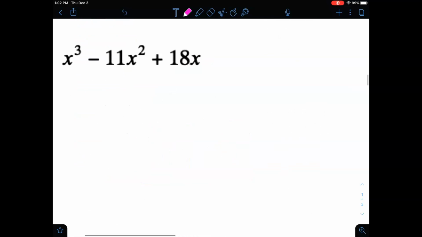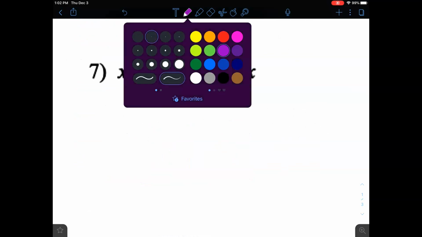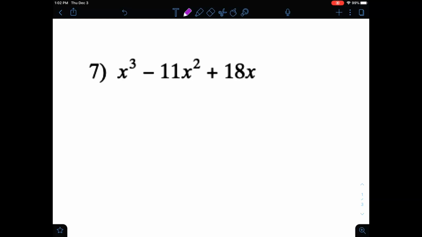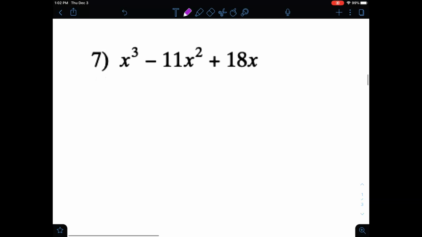All right, moving down to number 7. Number 7, we have x to the third, or x cubed, minus 11x squared, plus 18x. Is there a GCF for this one? We haven't found a GCF yet. Is there a number we can pull out of 1? This has got a 1, right?